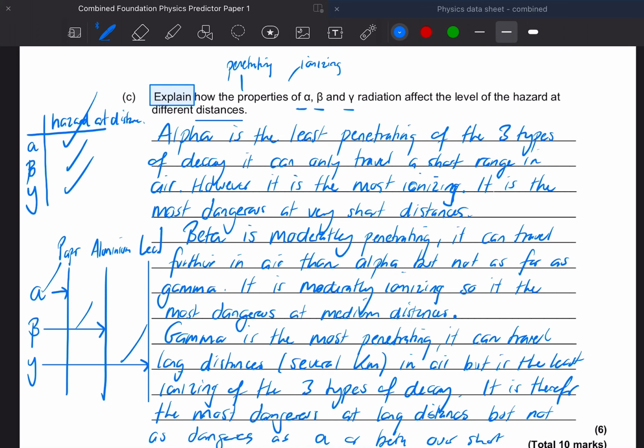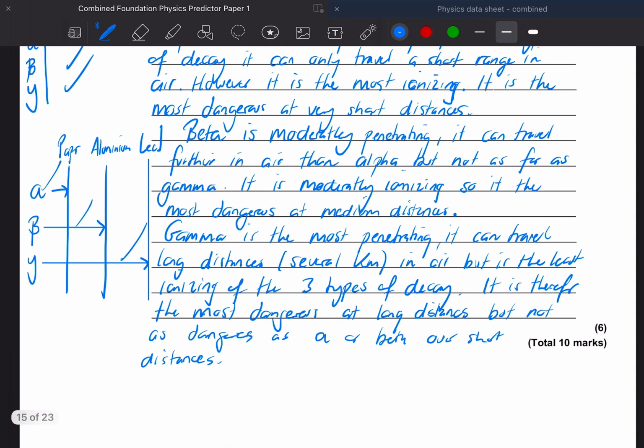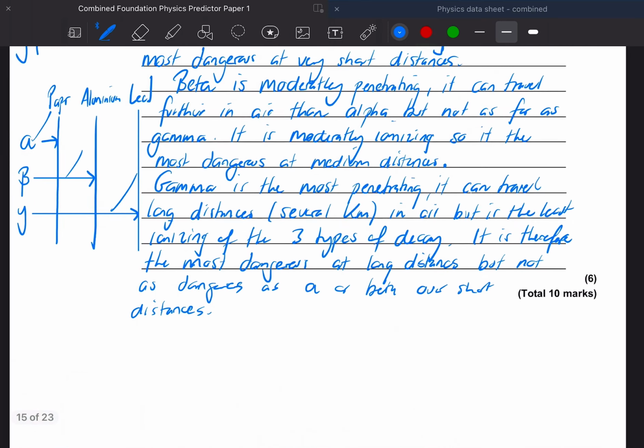Yes, that answers that. Beta is moderately penetrating. It can travel further in air than alpha, but not as far as gamma. It is moderately ionizing, so it's the most dangerous at medium distances. Yep. And gamma is the most penetrating. It can travel long distances, several kilometers in the air, but is the least ionizing of the three types of decay. It is therefore the most dangerous at long distances, but not as dangerous as alpha or beta over shorter distances.